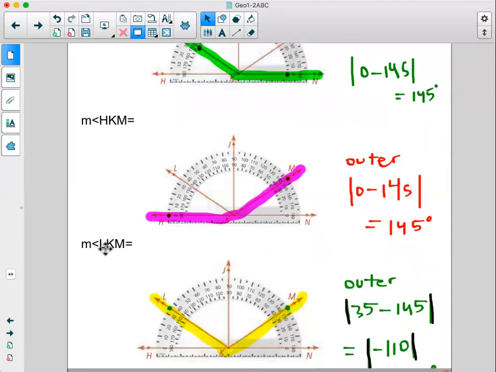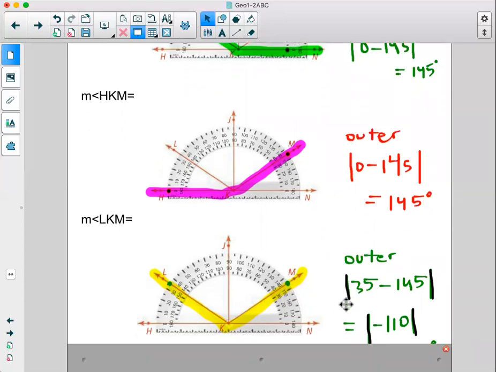And the measurement of angle LKM, LKM, I decided to go on the outer track. And so this number's right in between 30 and 40, so 35. And this number's right in between 140 and 150, so 145. And the measurement of the angle is the absolute value of the difference of those numbers.